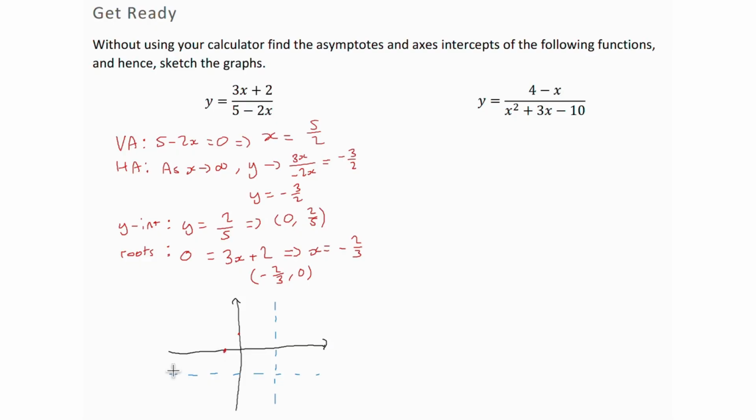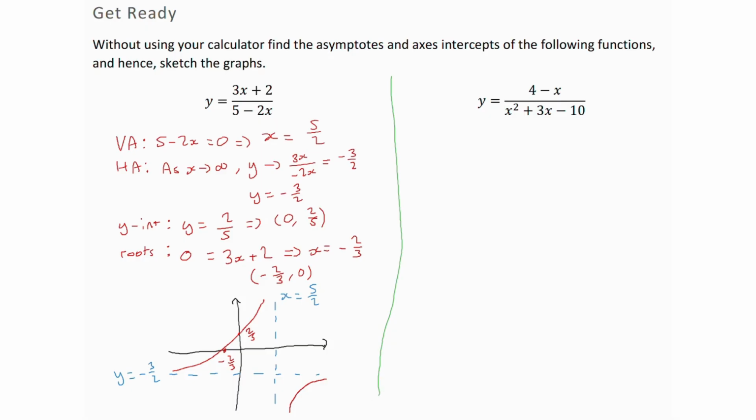So that's about that point there, which means we've got one bit of our graph coming up like this towards these asymptotes. And because this is a rational function, there must be another bit going down on that side, diagonally opposite. Labeling the points, this point here is going to be 2/5, we said. This point here is minus 2/3. This is x equals 5/2. And this is y equals minus 3/2.